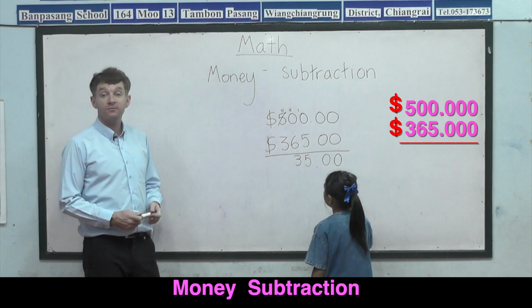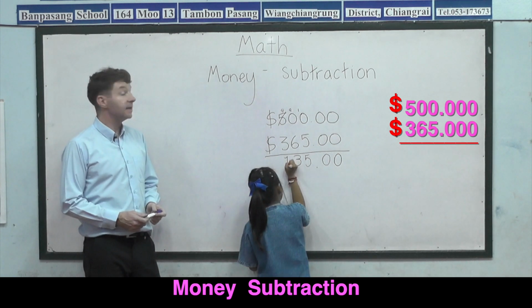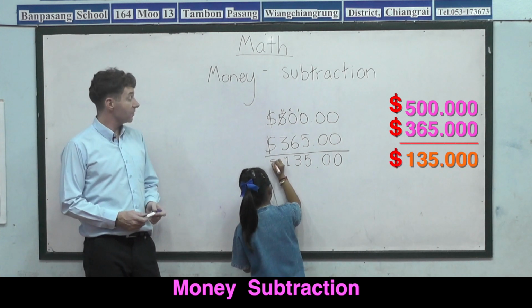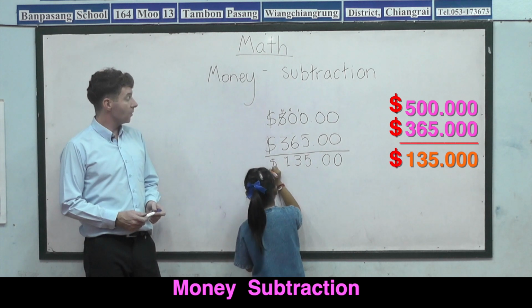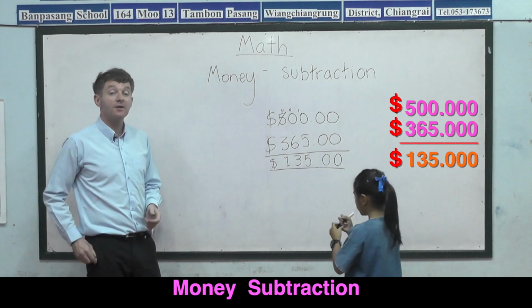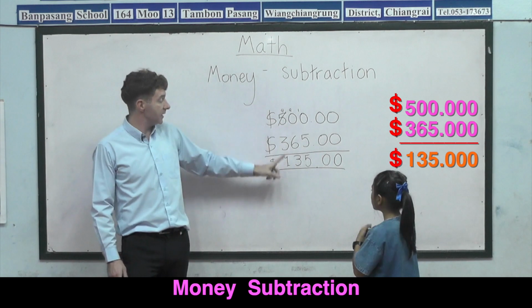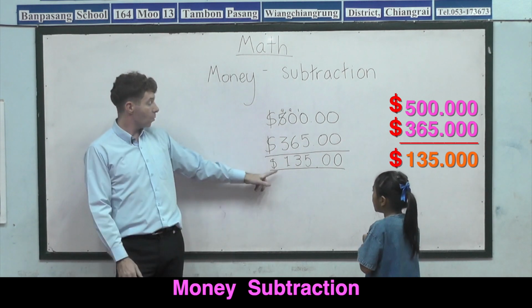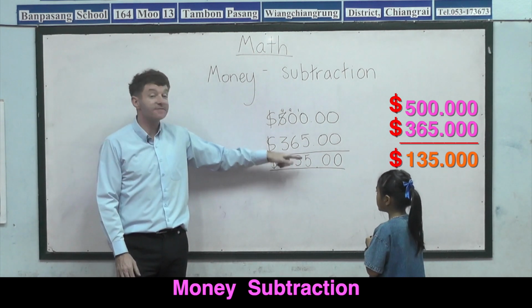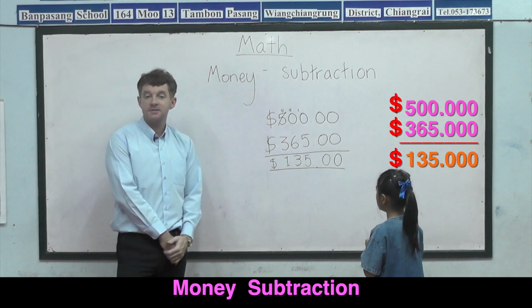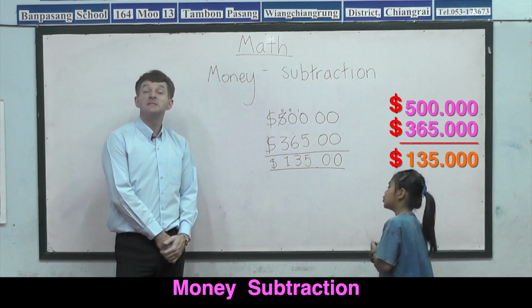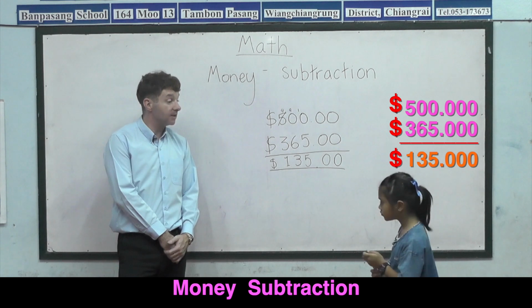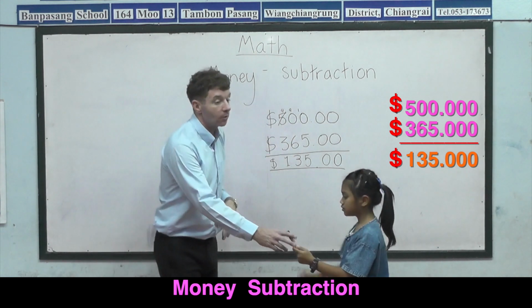4 minus 3 equals 1. And our dollar sign. So, Pak Bung, after we've taken away our amount from our money, how much are we left with? $135. How many cents? 0. 0 cents. That was brilliant. High five. Big round of applause for Pak Bung.